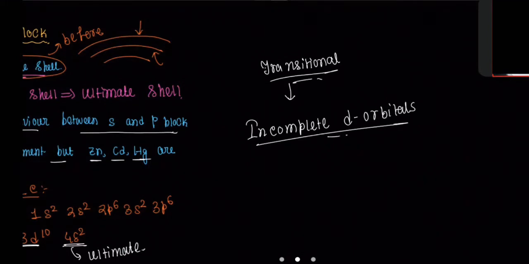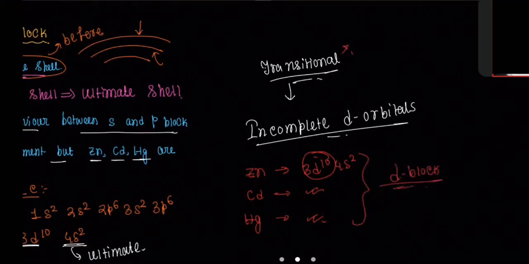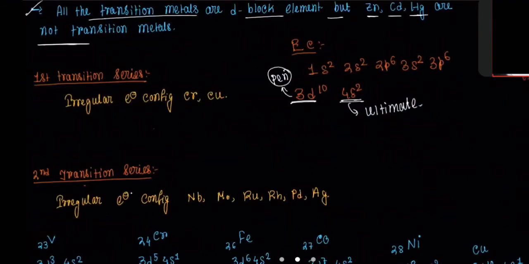Okay, but if you think about Zn, Cd, and Hg, you'll be able to see for Zn it is 3d10 4s2 if you write the electronic configuration. For Cd and for mercury, you do understand that it would be 4d10 5s2 and 5d10 6s2. Now you can see that 3d10 is over here, which means it cannot be a transitional element because the d block is fulfilled over here. The d block is fulfilled, so we can call them d block elements but not transitional elements. Okay, they are not transitional elements.